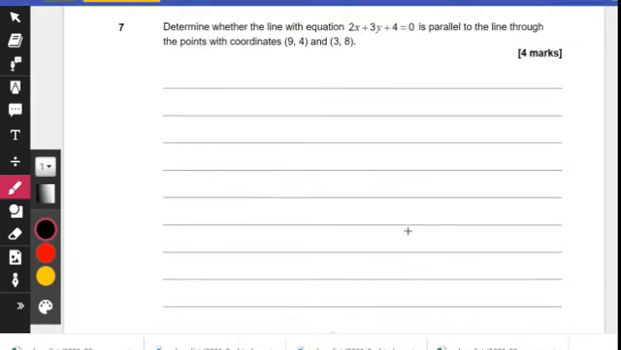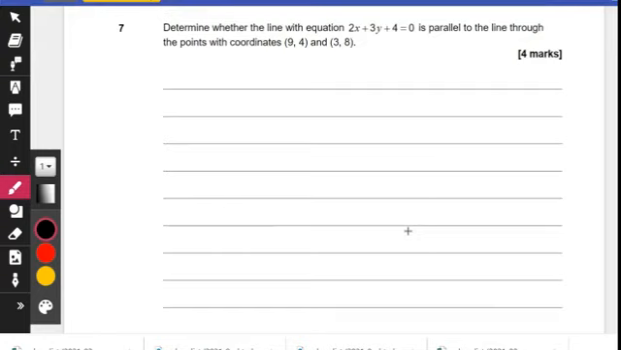Cool, moving on. Determine whether the line with equation 2x plus 3y equals 4 is parallel to the line through points with coordinates (9, 4) and (3, 8). Okay, so let's work out first of all the gradient for this line. That's going to be 8 minus 4 over 3 minus 9, using the y2 minus y1 over x2 minus x1 formula, giving you 4 over minus 6, which is minus 2/3.